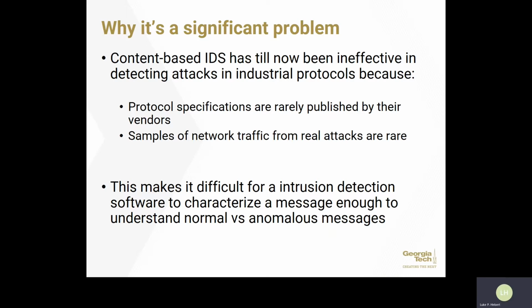Since ICS protocol details are largely kept a secret, the next best option for determining what is normal is to make inferences from observed network traffic. And that is the approach that the research team in this paper takes.